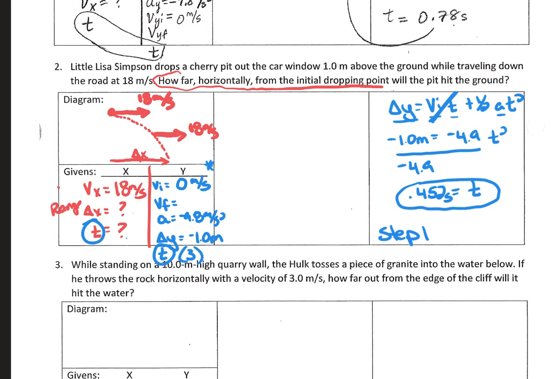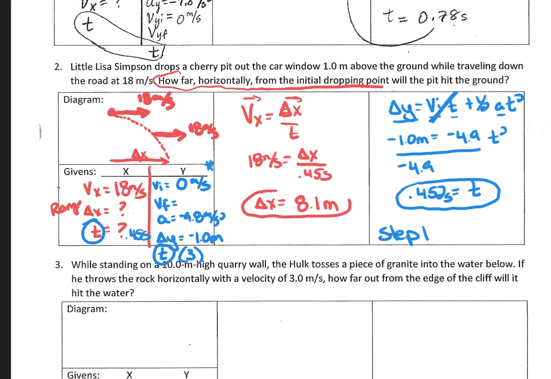Now we can use that 0.45 seconds, and the only formula that we have available to us for non-accelerated motion is velocity equals delta x over t. And now we can plug in our 18 meters per second equals a range, a delta x we do not know, but the time is 0.45 seconds. And when you cross multiply, you get 8.1 meters. Check that out, see if you get it.